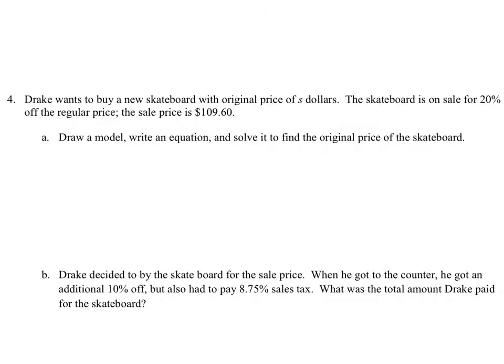And so Drake wants to buy a new skateboard with original price of $S. The skateboard is on sale for 20% off the regular price. The sale price is $109.60. So it says to draw a model. We're not so worried about that as the equation, which also is a proportion because it has an equal sign. So we'll solve it, and then we will find the original price of the skateboard, which is what we will do right now.